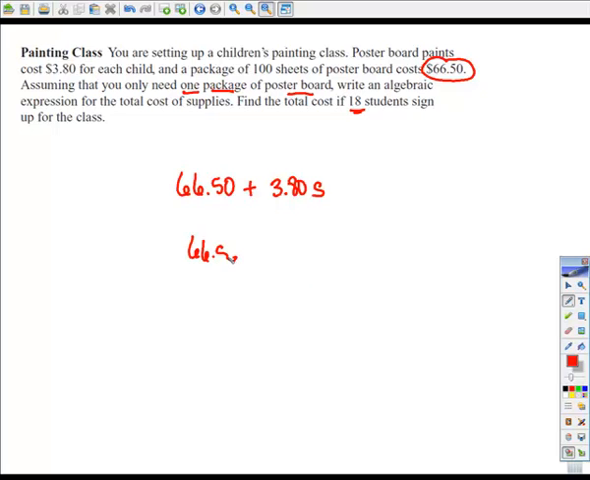Now I need to find the total cost if I have 18 students. So $66.50 plus $3.80 times 18. We know that we're going to do the multiplication first. 3.80 times 18 is $68.40. So my total is $134.90. And don't forget, when you do this, you have to label it. In this case, it's dollars. Anytime you have an application problem, it should be labeled.